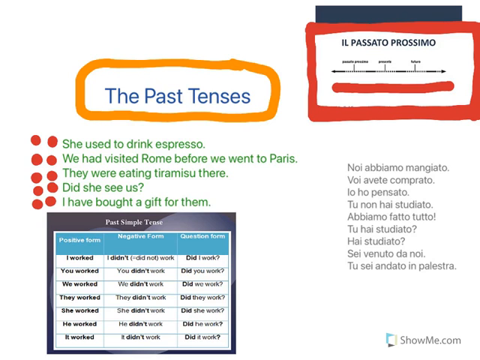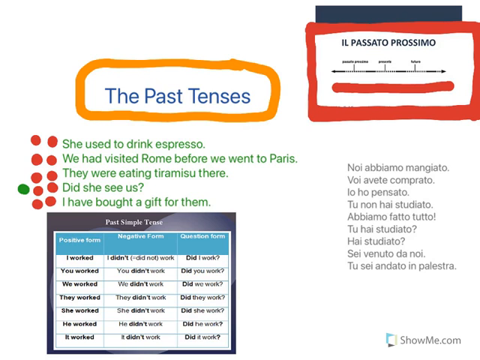I knew you were going to come up with the right answer, and this one would be it. In English it is the simple past tense or the preterite. In Italian it is the passato prossimo. So let's discuss the formation of it in Italian.